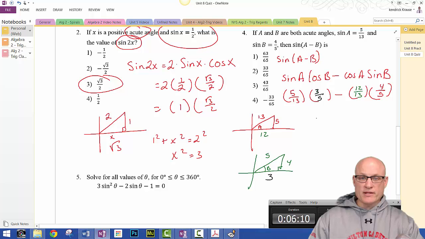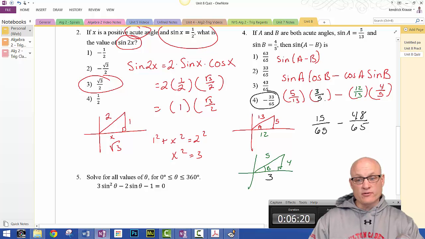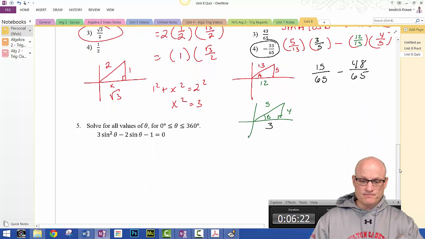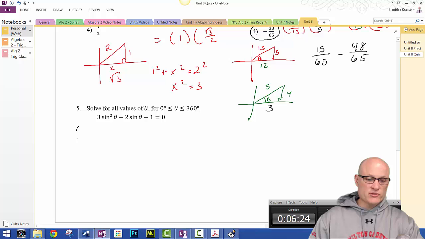Well, when I multiply these, I get 15/65 minus 48/65. And that's negative 33/65. Done with that problem. This one we just have to factor.